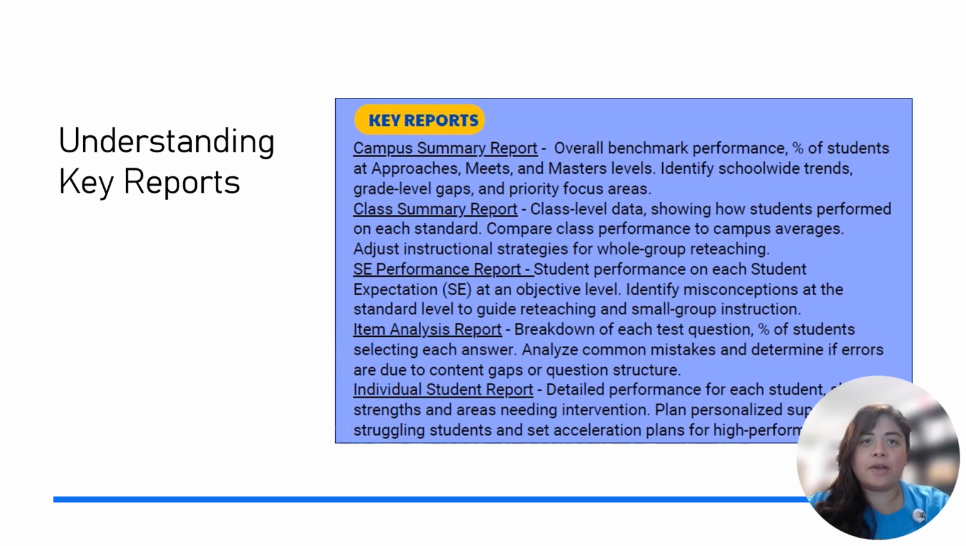And so finally we get to those individual student reports. So remember, we started at campus, we brought it down to class. Then we went to SE, those student expectations, and then our item analysis, and finally we're at the individual student reports. So these reports are going to give us a detailed look at each student's strengths and weaknesses. It is really essential for planning targeted interventions and differentiating instruction for each particular student.